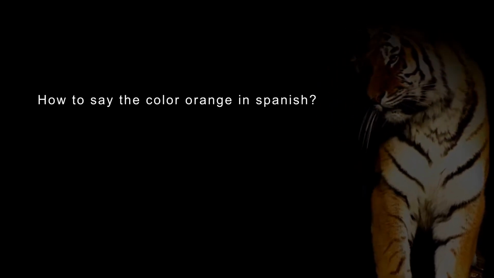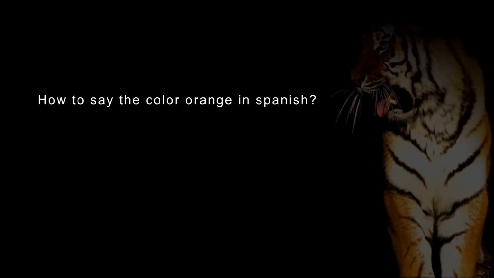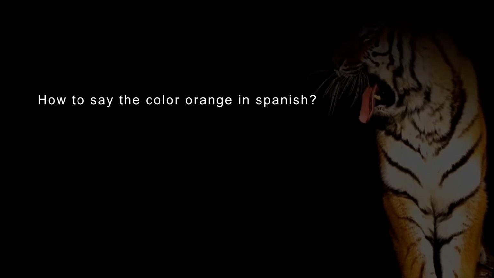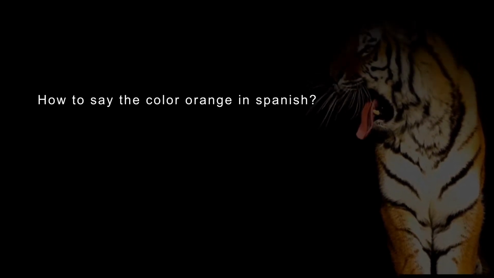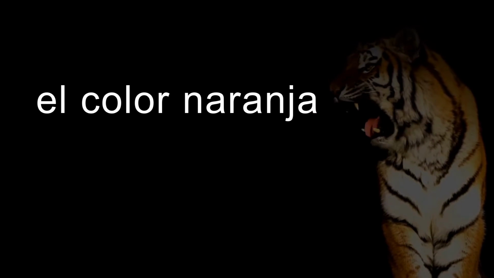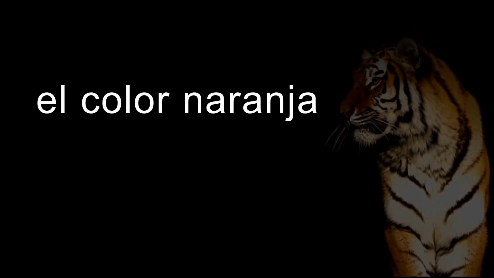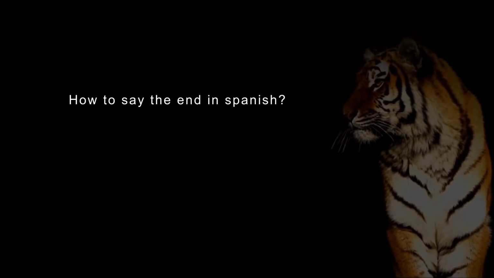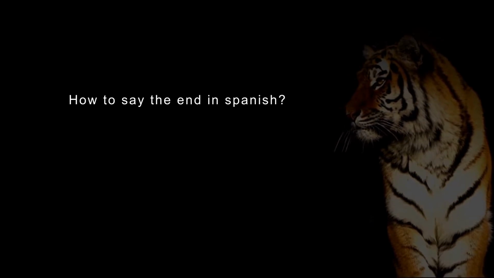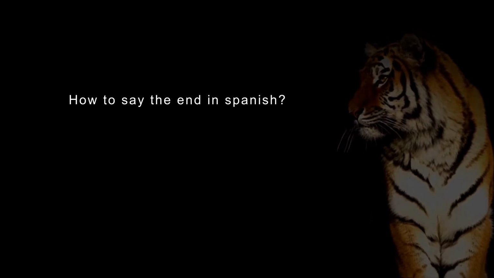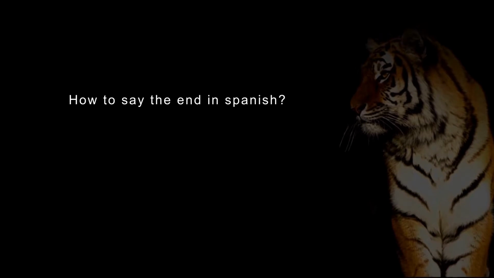Desierto. What color can describe Spain? The color orange. So, how to say the color orange in Spanish? El color naranja. Next word is the end. Can be used for many situations and easy to learn. So, how to say the end in Spanish? El fin.